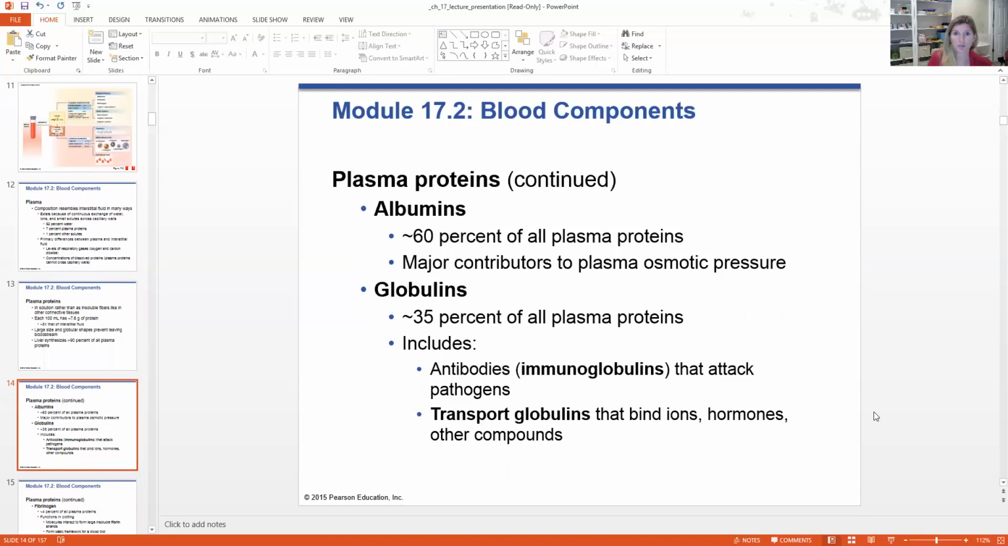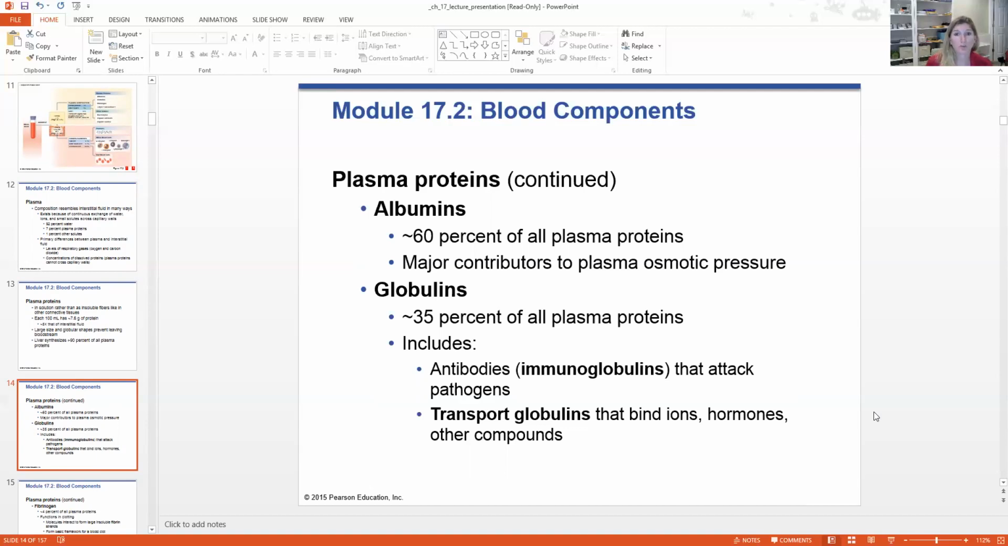The majority of them are something called albumins. Albumins are the number one contributor to the osmotic pressure. Osmotic pressure is the pressure to move substances in or out of our blood. And so the presence of those albumins is helping our blood volume maintain homeostasis. It's helping maintain our blood pressure and blood volume throughout the body.